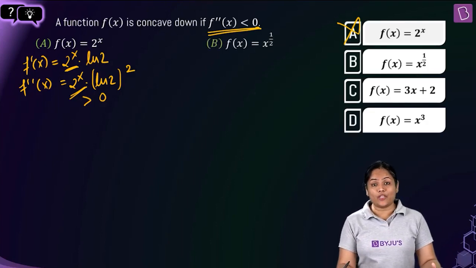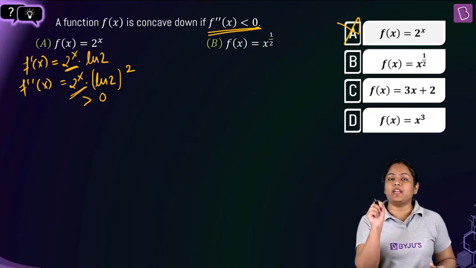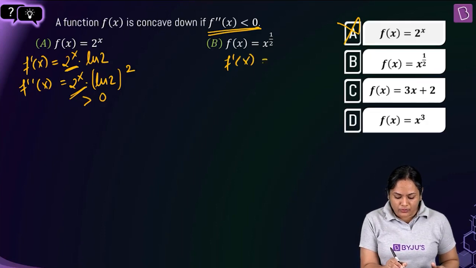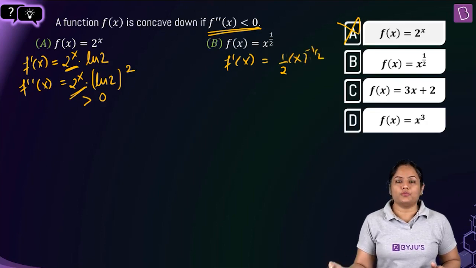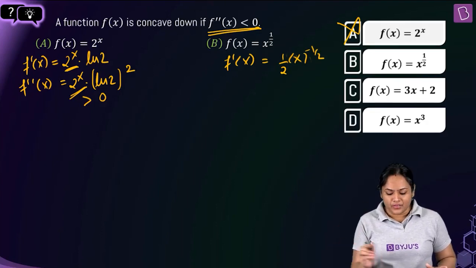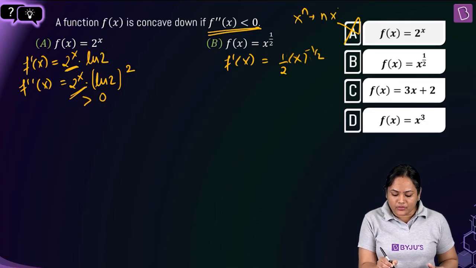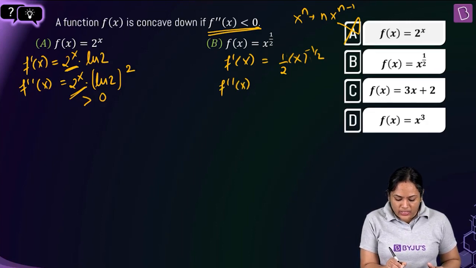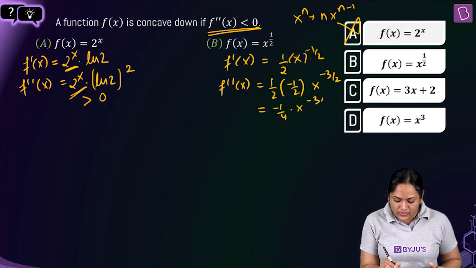Then we'll go for second option. Now in second option, my fx is root x or x raised to half. So when I find my f dash x, it's going to become 1 by 2 x raised to minus 1 by 2. Right? We directly apply the formula for derivative of x raised to n. X raised to n derivative is nothing but n into x raised to n minus 1. Right? Okay. Now further on differentiating, it's going to become 1 by 2 multiplied by minus 1 by 2 x raised to minus 3 by 2. And it's finally coming out as minus 1 by 4 x raised to minus 3 by 2.